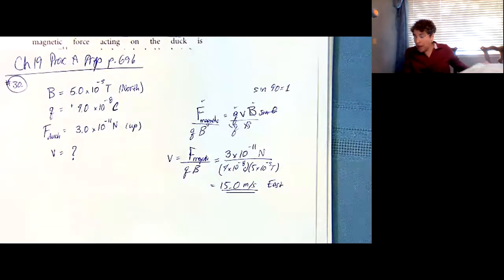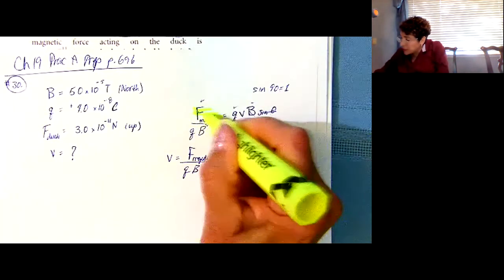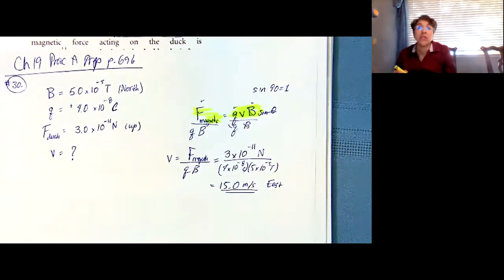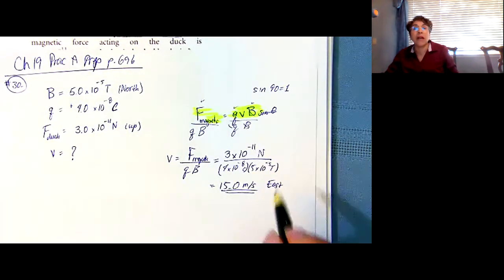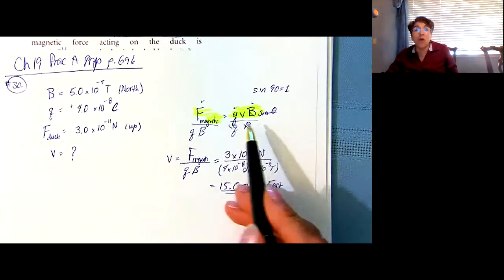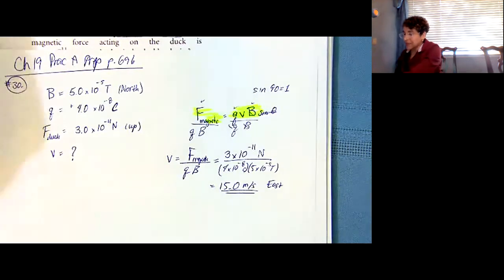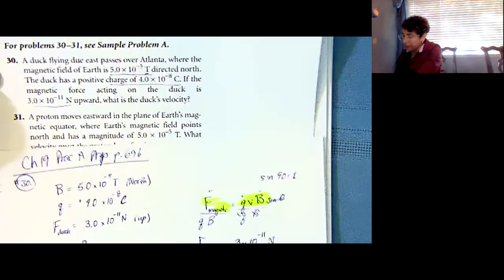Okay, so bottom line is you need to just have the equation of F magnetic is QVB. It's really QVB sine theta. But they tell us in this book, everything's going to be 90 degrees to maximize the magnetic force. All right, so we end up with 15 meters per second exactly. So let's take a look at the next problem.